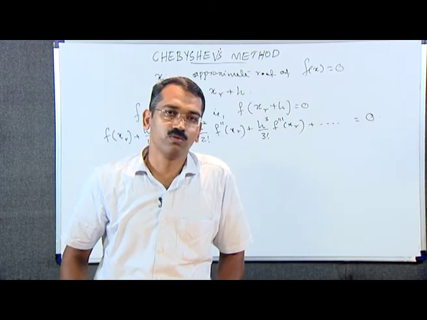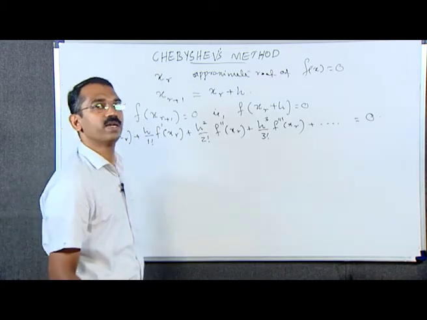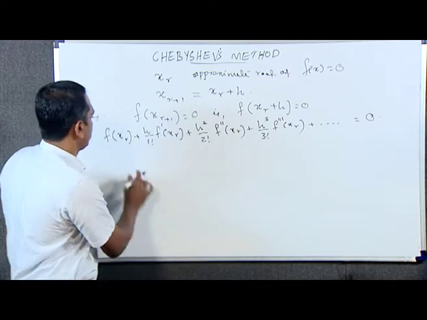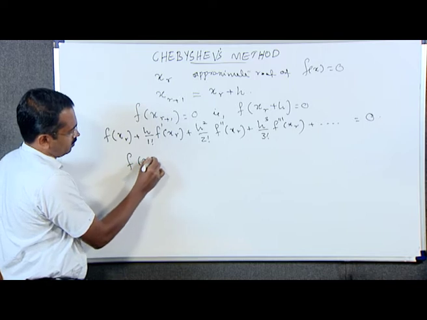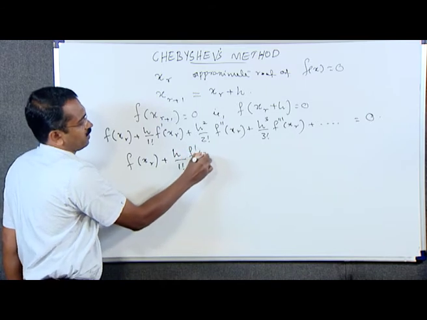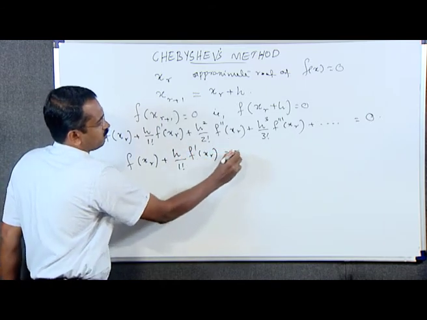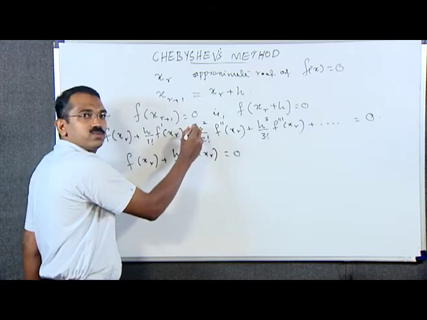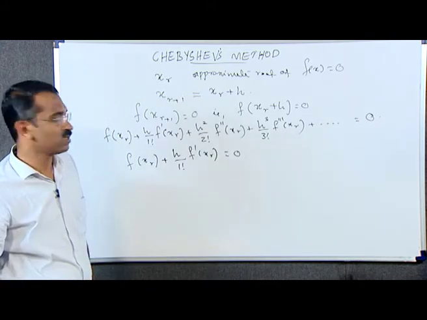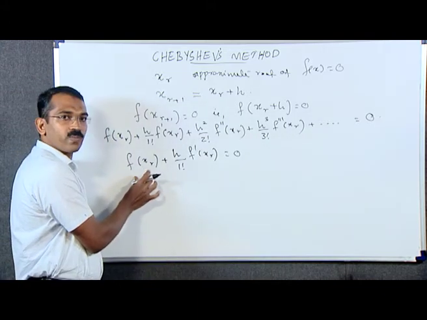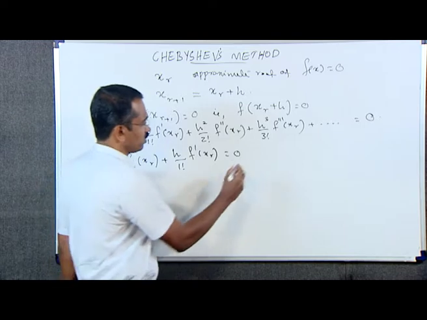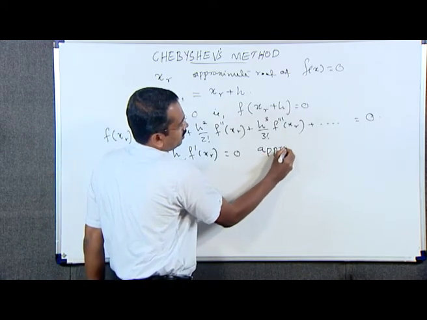Now, neglecting h² and higher powers of h in this expression, we can write f(x_r) + h/1! f'(x_r) = 0. We neglect the terms containing h² and higher powers of h. Then the corresponding equation will become f(x_r) + h/1! f'(x_r) = 0 approximately.